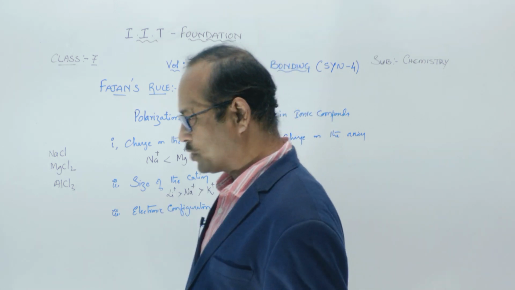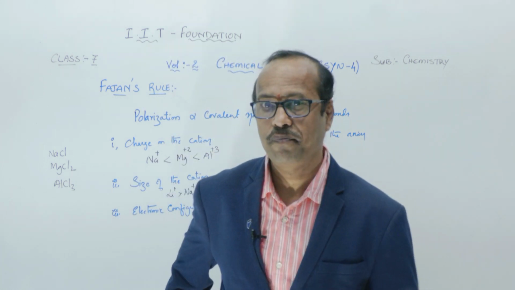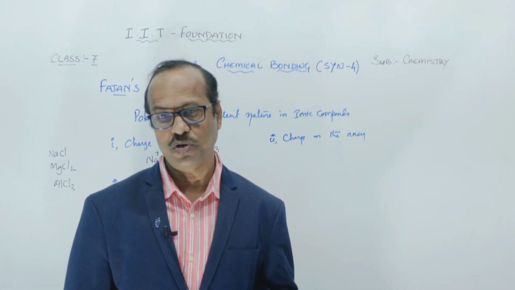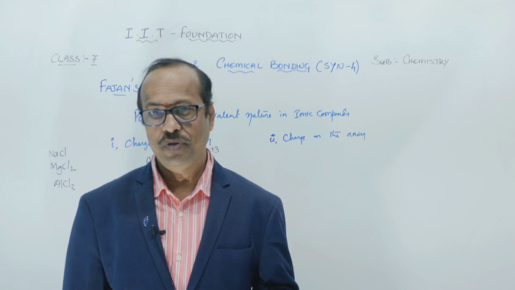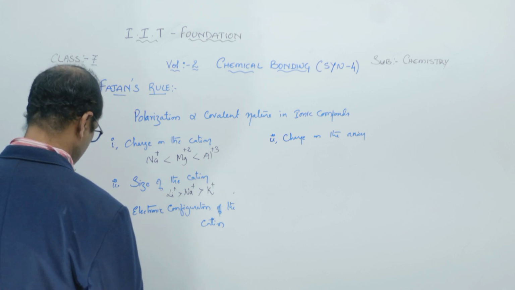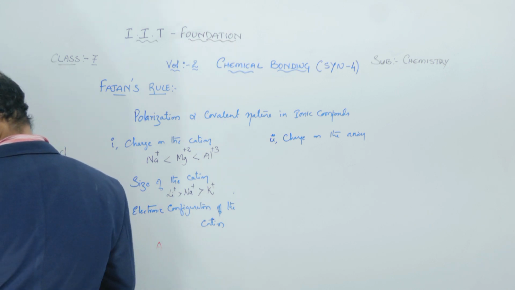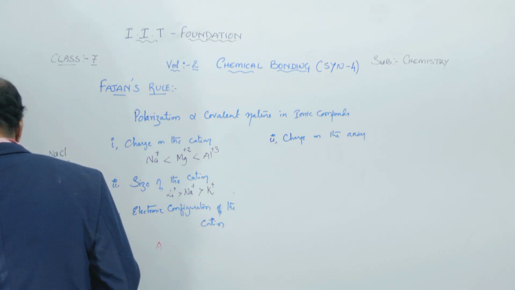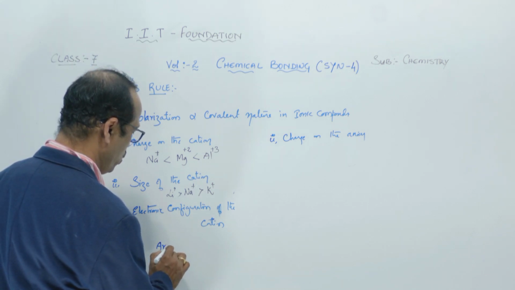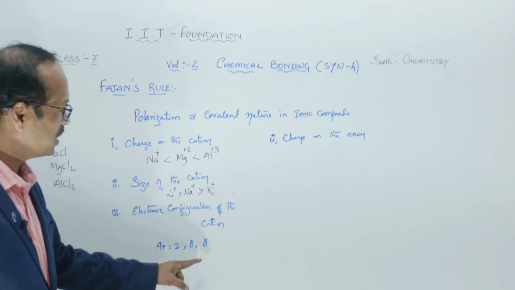Okay, now come to the electronic configuration. There are two types of electronic configurations: one is inert gas configuration, the second one is pseudo inert gas configuration. So inert gas configuration, you know, has 8 electrons in the outermost shell. For example, take argon. Argon atomic number is 18. So what we can write? 2, 8, 8. This is a normal outermost shell with 8 electrons.